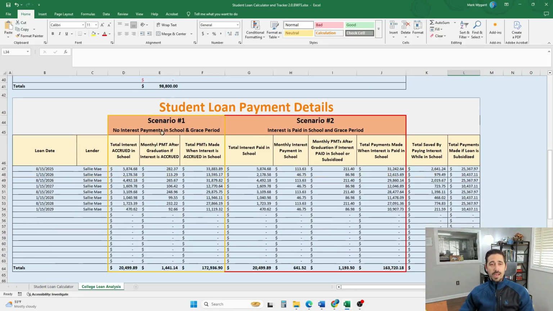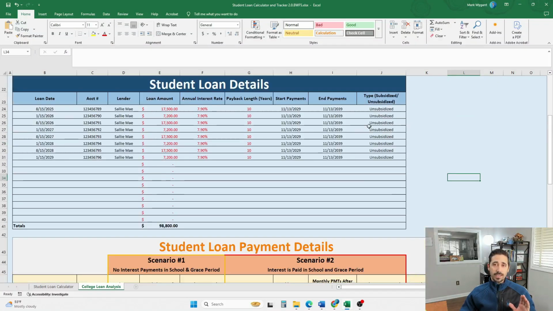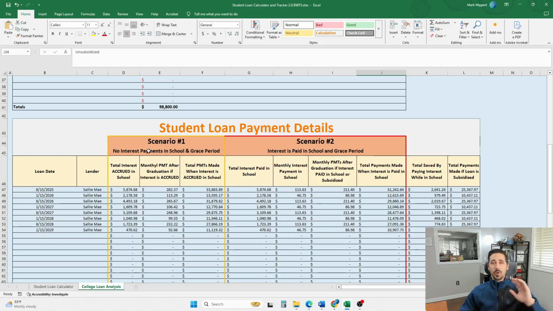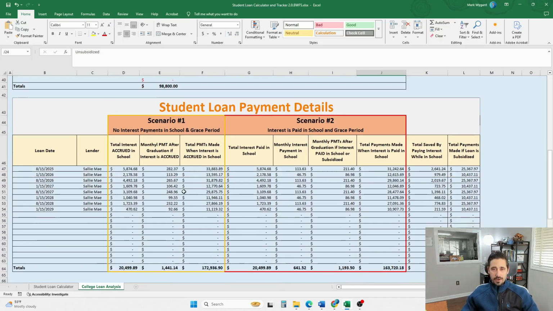So we'll go down here and we'll see scenario 1 and 2. Scenario 1 is if we were to go ahead and say that we were going to move all of these to unsubsidized and we were not going to pay monthly interest, okay? You can read it right here: no interest payments while we're in school or in the grace period, which is typically 6 months. This next one is scenario 2, which is interest is paid in school and during the grace period. That way, when we end that period, we only have what we originally took out in the loans. And that represents the two scenarios here for everybody, okay?